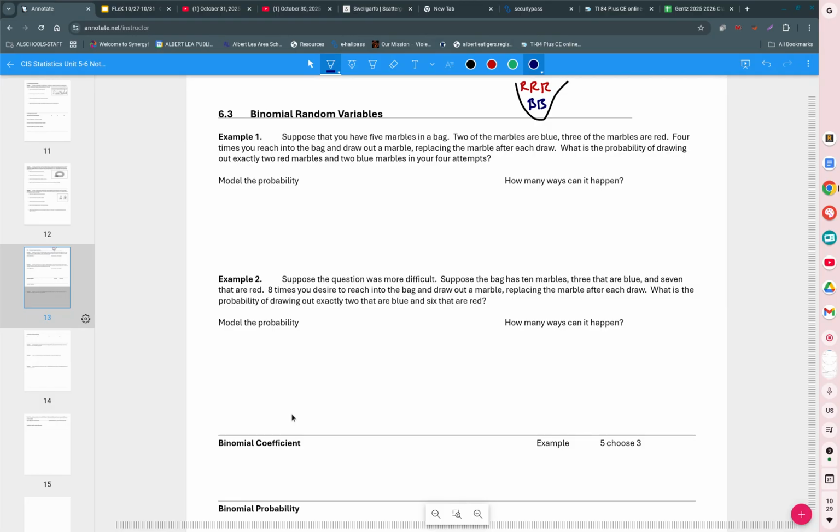That's important. What is the probability of drawing out exactly 2 red marbles and 2 blue marbles on your 4 attempts? So I want to model this so we can see it, but we want to know 2 blue and 2 red. Okay? Talk to the person next to you. What's the probability of drawing out a blue? What's the probability of drawing out a red? Go ahead, talk.